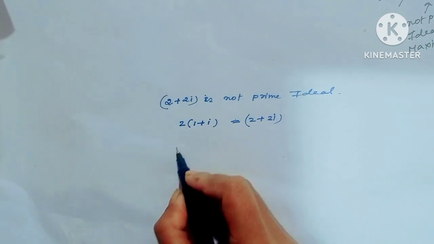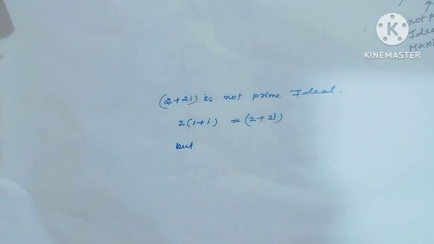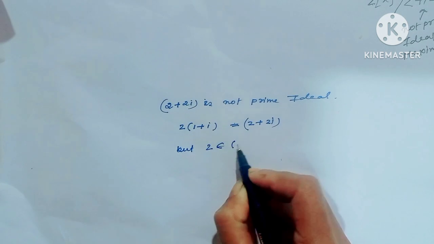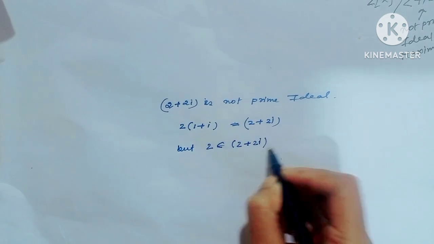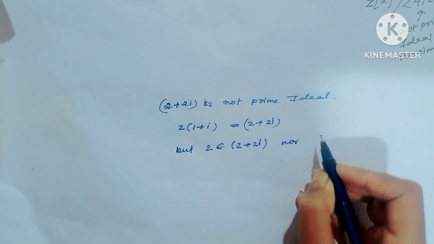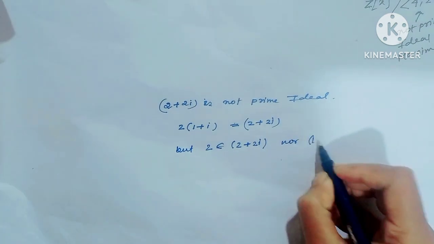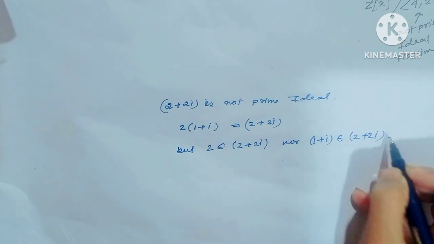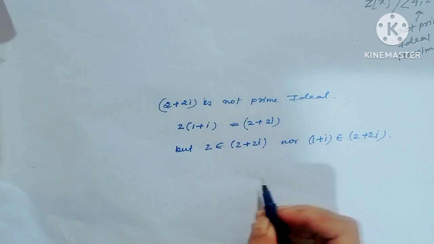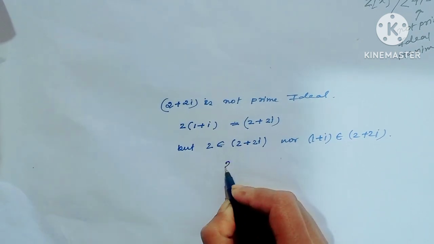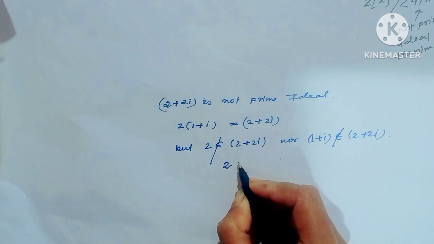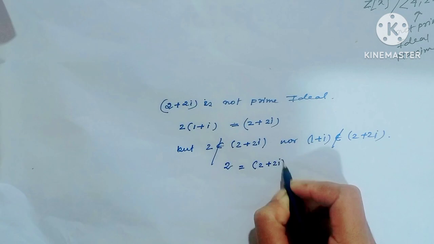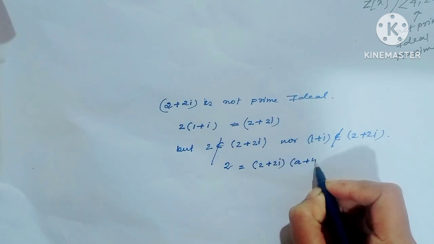But neither 2 belongs to 2 plus 2i, nor 1 plus i belongs to 2 plus 2i, because if 2 belongs to 2 plus 2i, then 2 equal to 2 plus 2i times a plus bi.